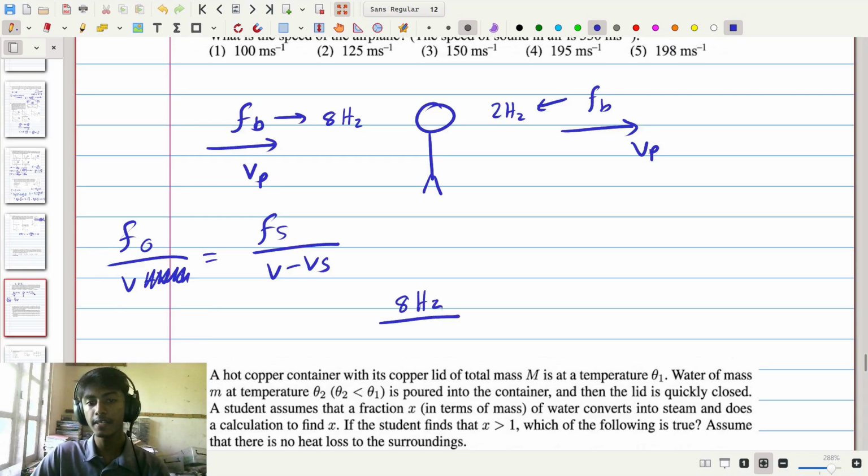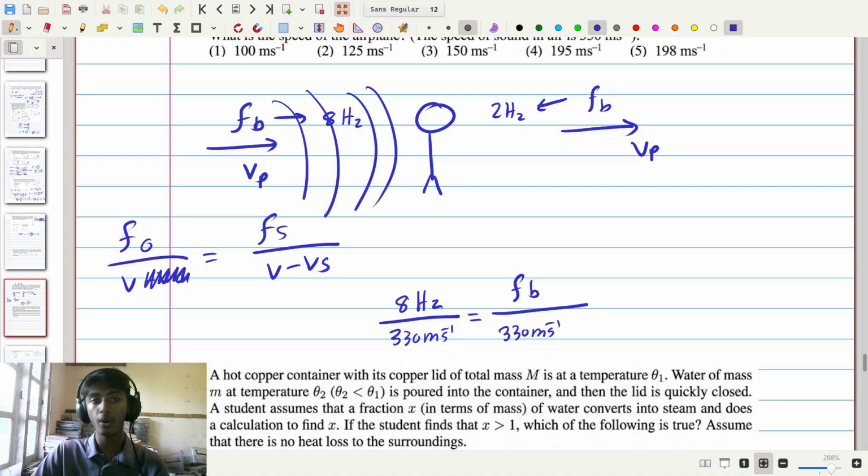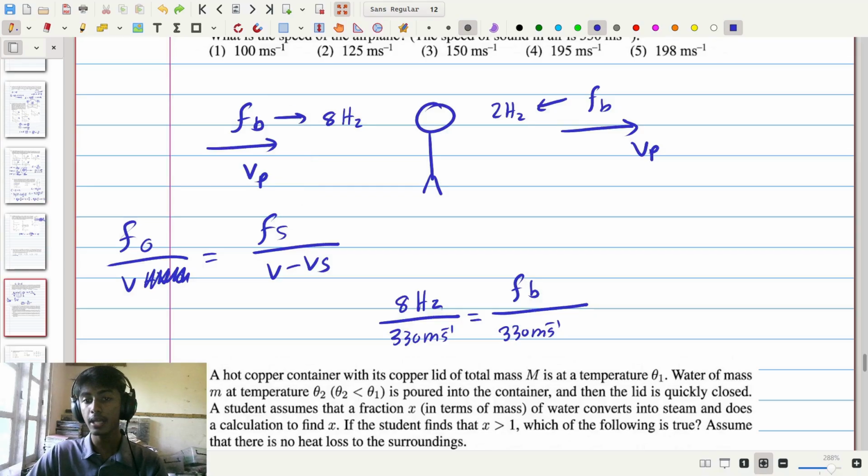So we have 8 Hz divided by the speed of sound, which is 330 meters per second, equals, on the other side, F source, which I don't know, but I know it's equal to FB, divided by the speed of sound in air of 330 meters per second minus Vs. In this case, Vs is in fact positive because the velocity of the plane Vp is in the direction that the sound travels. Sound travels towards the observer like this, and therefore I have to take Vp as being positive and substitute it in as Vs. So we have 330 minus Vp. This is equation number 1.